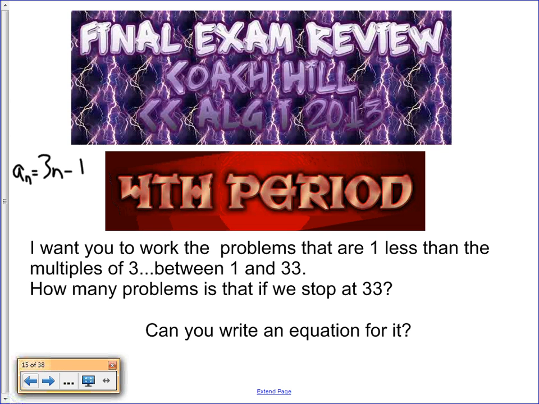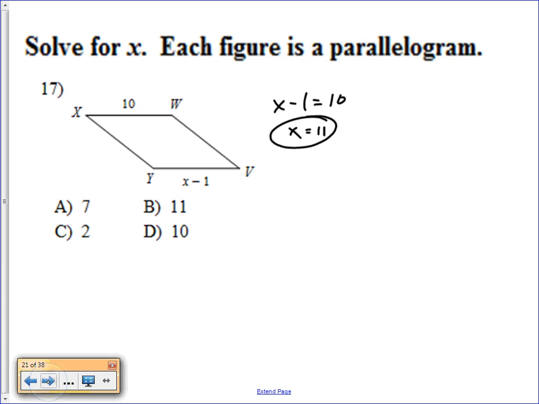My 4th period class, we did the multiples of 3n minus 1. So the first problem that they did, if I plug in a 1 right there, 3 times 1 is 3, minus 1 is 2. 3 times 2 is 6, minus 1 is 5. 3 times 3 is 9, minus 1 is 8. So it was one less than the multiples of 3. That's the problems we did.